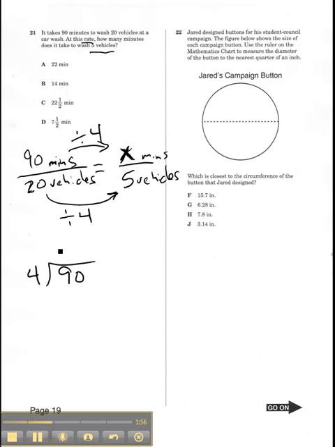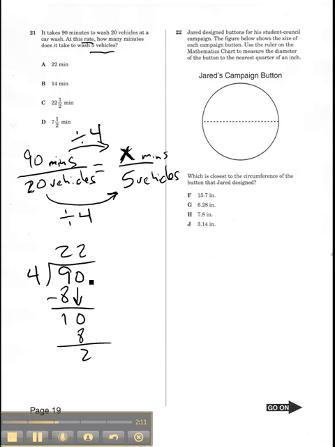How many 4s are in 9? 2. 2 times 4 is 8. Bring down the 0. How many 4s are in 10? Again, 2. 2 times 4 is 8. And we have a remainder.